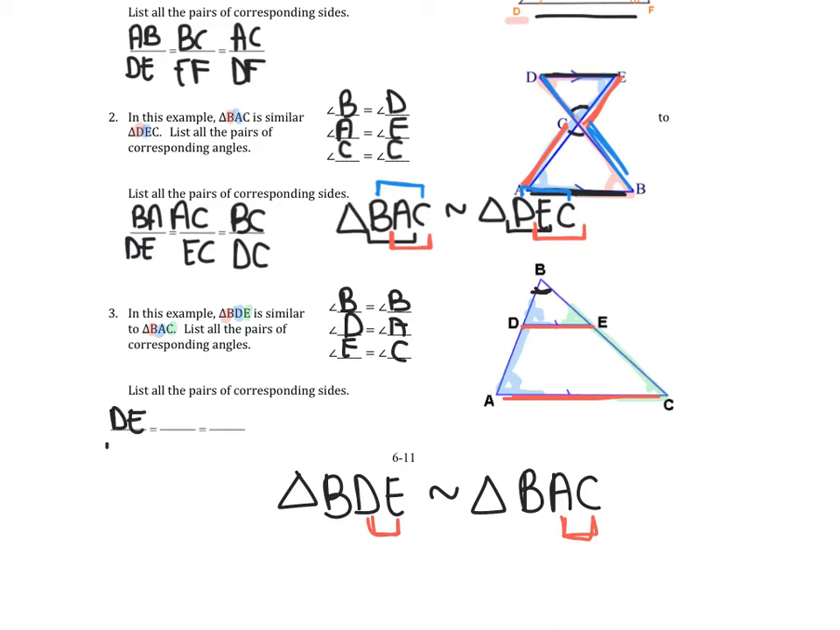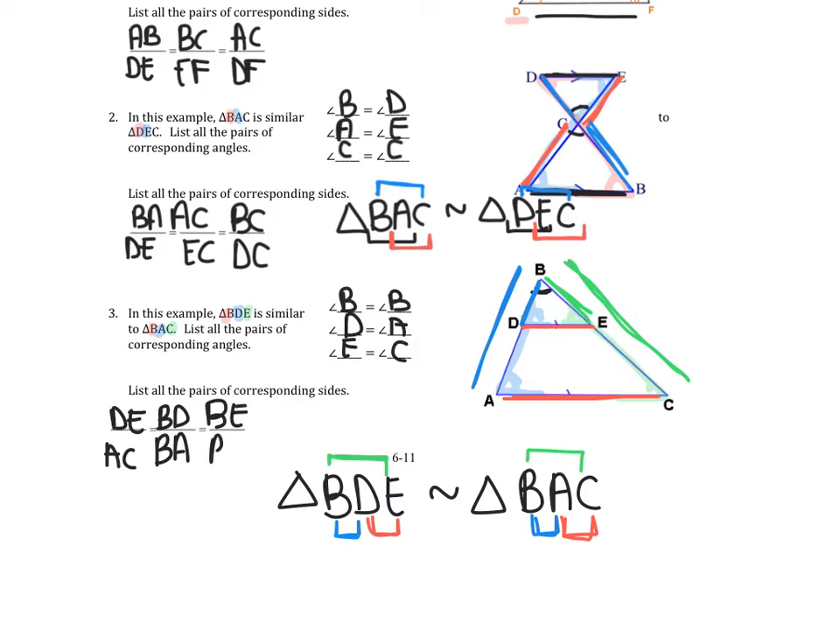DE over AC. Okay, and then let's look at another pair. I'm going to put this one in blue. BD should match BA. BD is right here, and BA is that long length in the larger triangle. Okay, and last but not least, we have BE, which is this side right here, should correspond to BC, which is right over here.